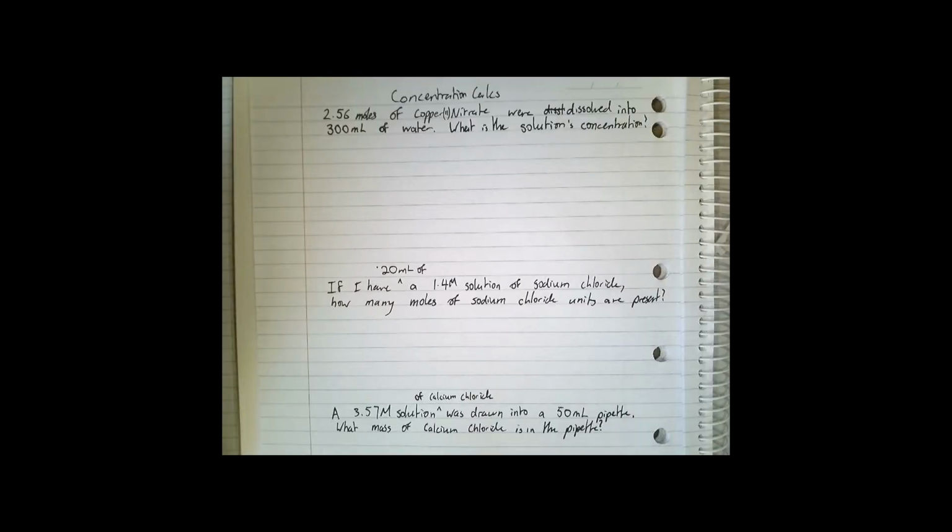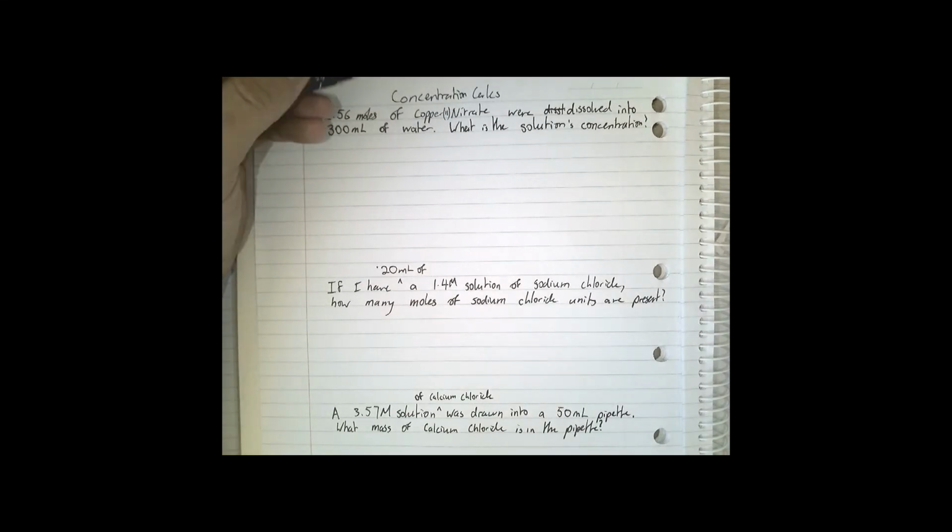All right, so I've got three calculations to go over with you. The first two just work with the C equals N over V equation, and the other one brings back our n equals m over M calculation to find mass. But let's get stuck in. So the first one says that I have 2.56 moles of copper nitrate, and that they were dissolved into 300 mL of water. And the question is, what is the solution's concentration?